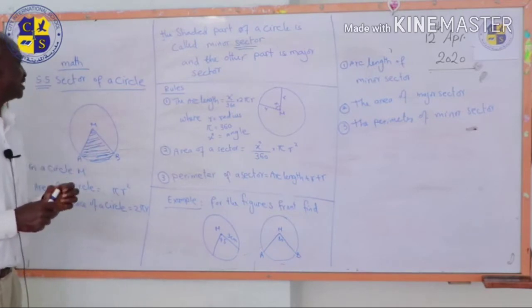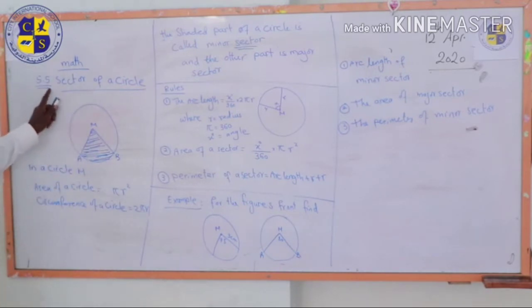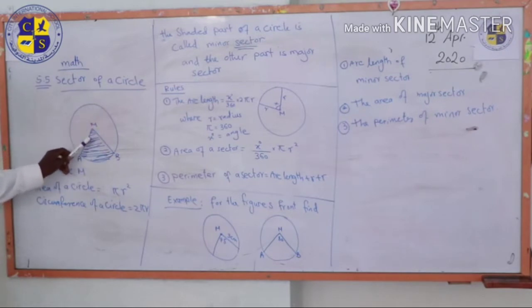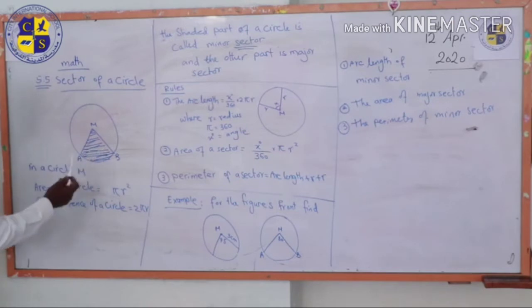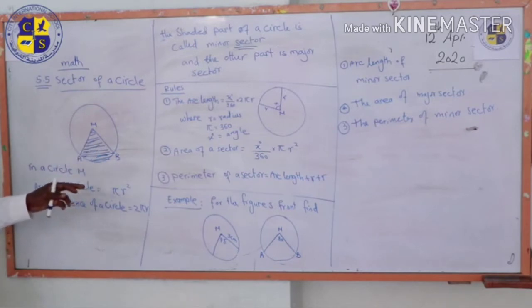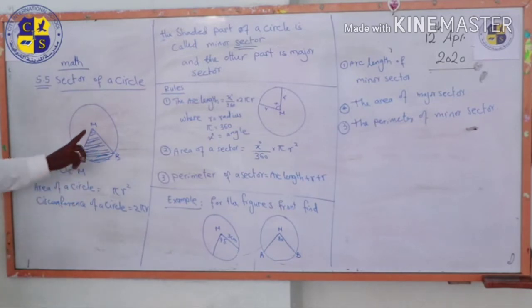Our third lesson is about 5.5 in your textbook, sector of what? Of the circle. If you look at the circle, this circle of center M, the shaded part is called a part of what? Of a circle. This part of a circle is called a sector. Sector of what? Of a circle.